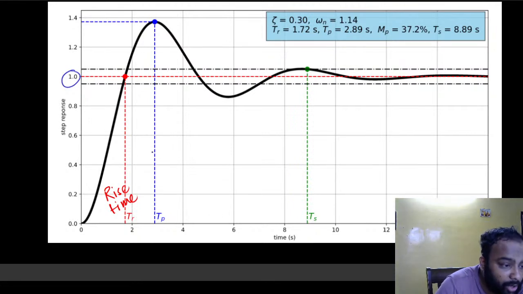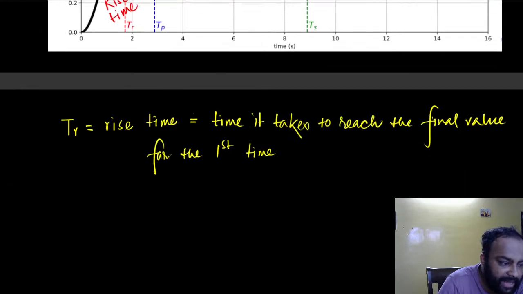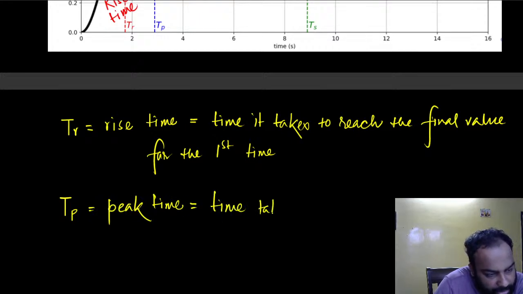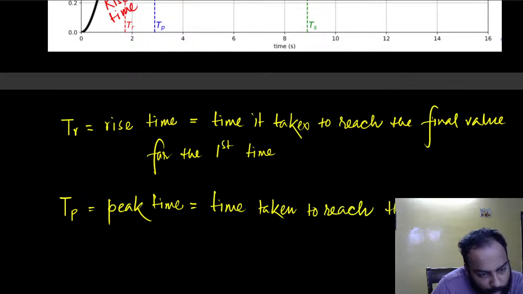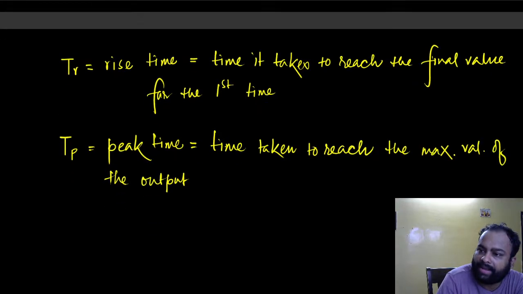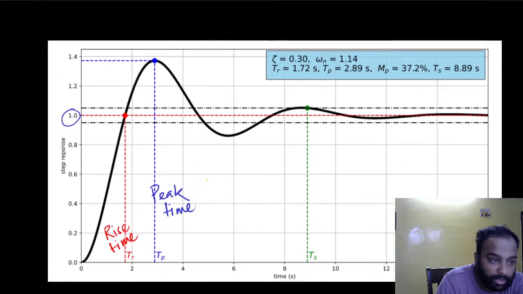Now here, this is called the peak time. The time it takes to reach the peak value of the response. So this is defined as TP and it's called the peak time. And of course it is the time taken to reach the maximum value of the output. That's right. I think this is understandable.